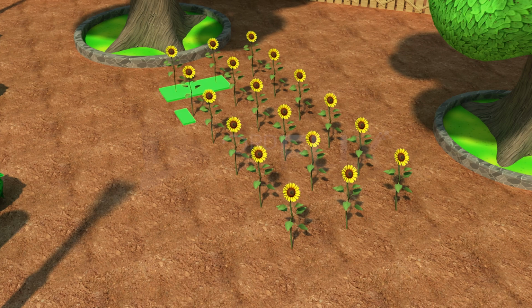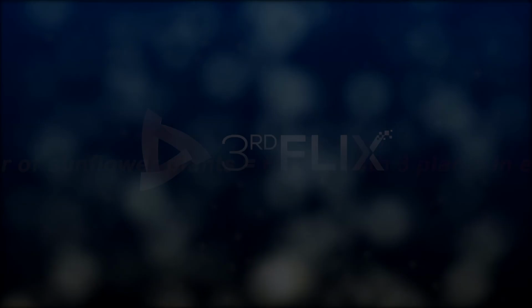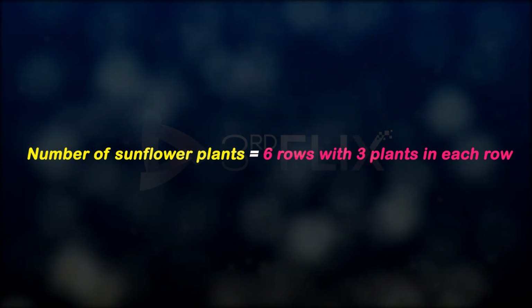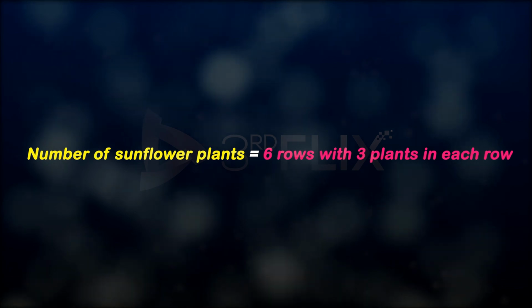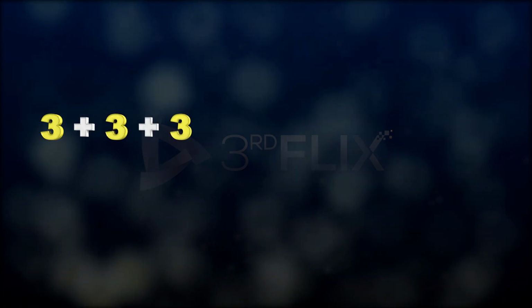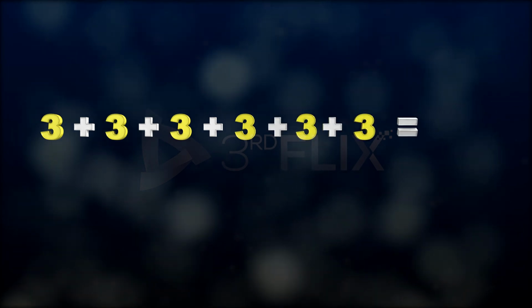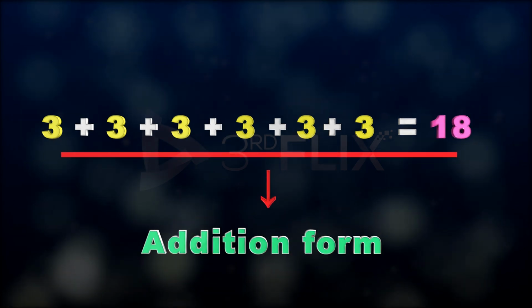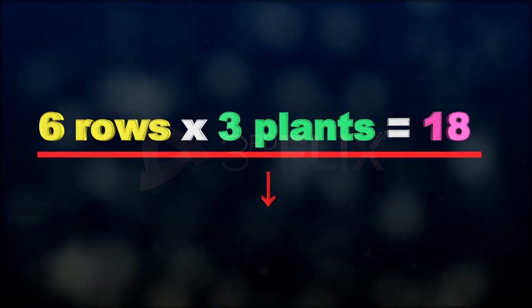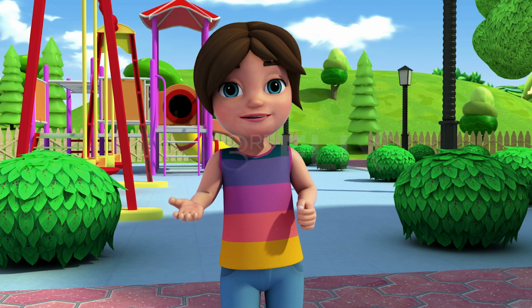There are 6 rows of sunflowers with 3 sunflowers in each row. Number of sunflower plants is equal to 6 rows with 3 plants in each row. 3 plus 3 plus 3 plus 3 plus 3 plus 3 is equal to 18. Addition form. 6 rows into 3 plants is equal to 18. Multiplication form. Let us learn the properties of multiplication.